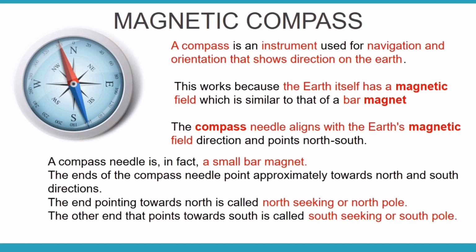A compass needle is in fact a small bar magnet. The ends of the compass needle point approximately towards north and south directions. The end pointing towards north is called the north-seeking or north pole. The other end that points towards the south is called the south-seeking or south pole.